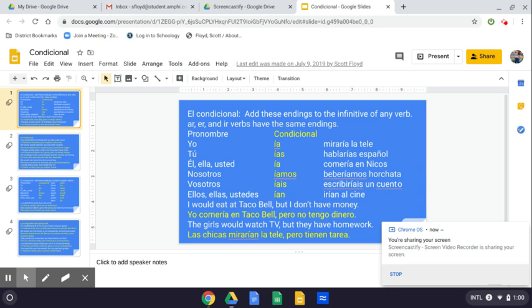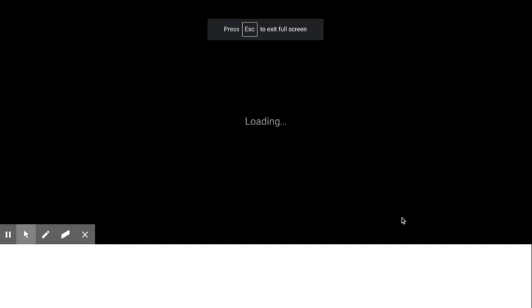Hey guys, today we're going to look at the conditional tense, which is something that we would do. And sometimes it's dependent on another action. And that's why it's called conditional. And so we're going to look at that today and look at the set of endings and do some examples.